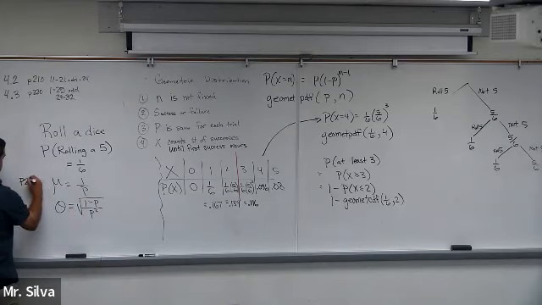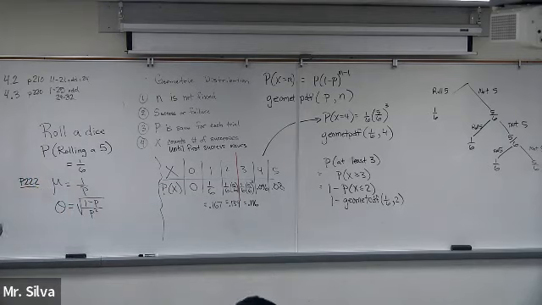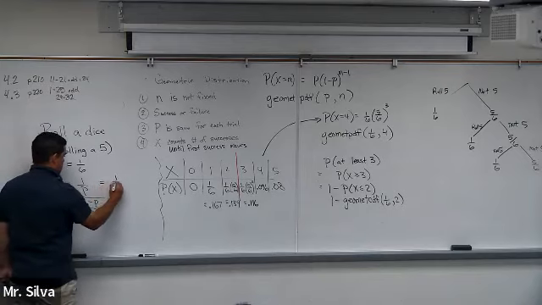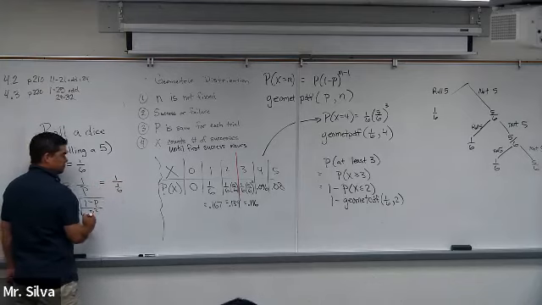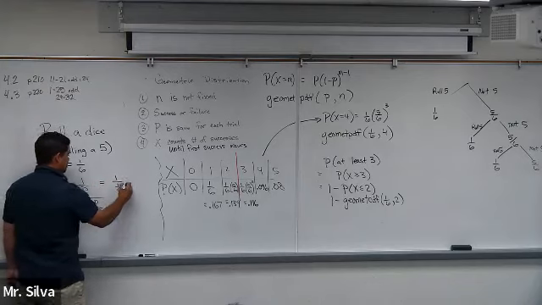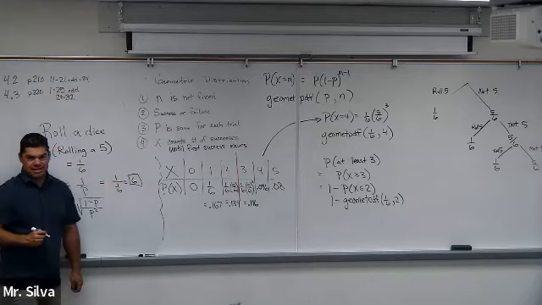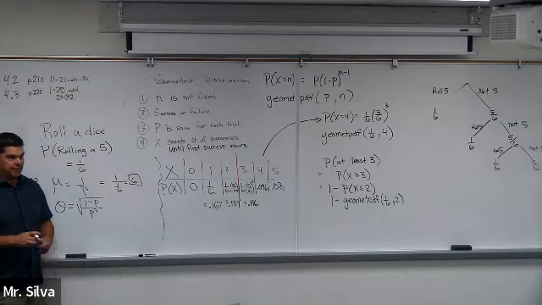Page 222. So what's the mean? How many rolls would we expect to take until we roll a 5? What's our expected value? What's the mean? So 1 divided by 1/6, which is 6. There's 6 sides on a die, right? So if I roll it, I would expect to take about 6 rolls until I get a 5.